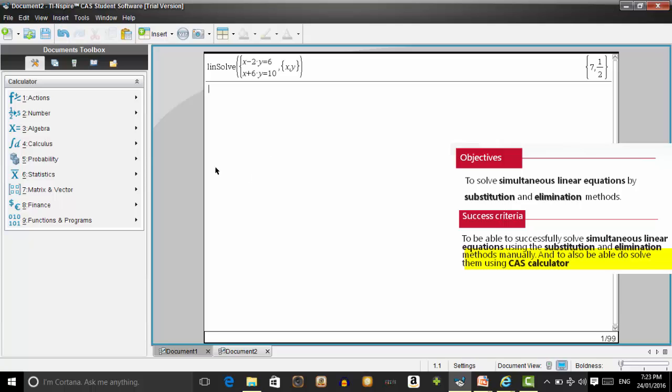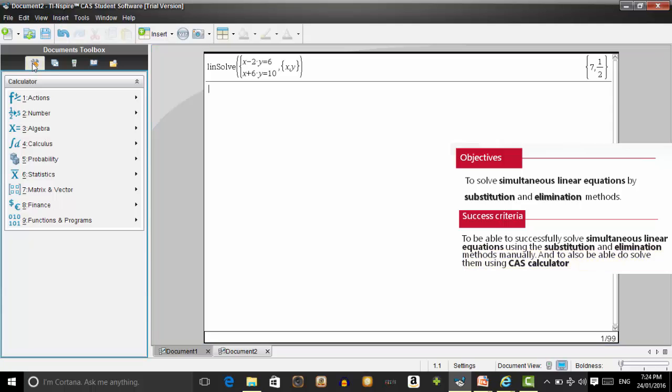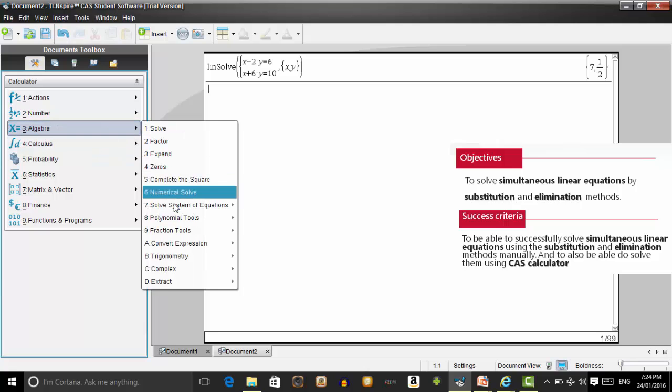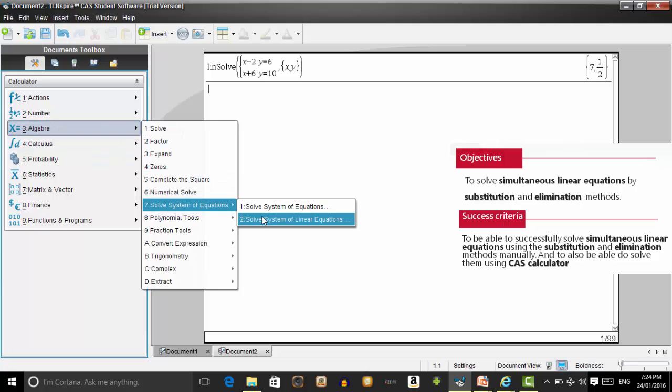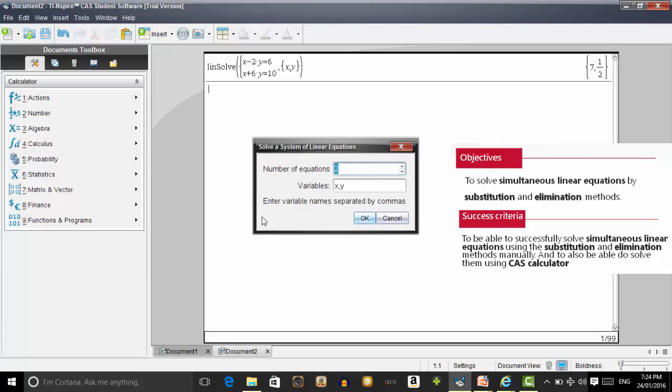What we need to do is remember our menu button is this, the tools. Then you go to algebra, solve systems of equations, and it is linear equations. It will tell you how many equations. We've got 2, because in simultaneous equations you can have any number of equations. If you think of lines, you can have 5 lines going through the same point, or 10, or a million, or infinite. Number of equations, we have 2. The variables are x and y.